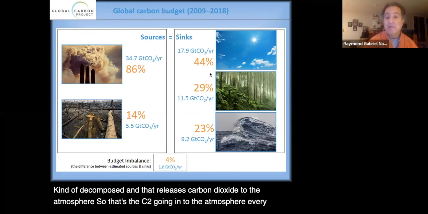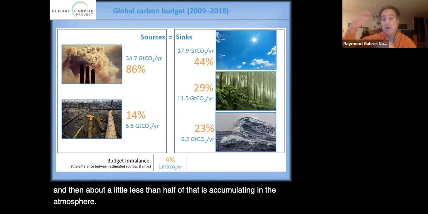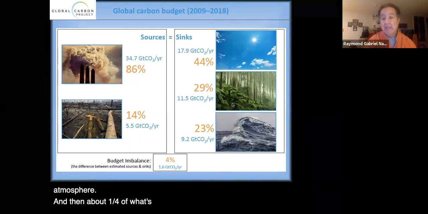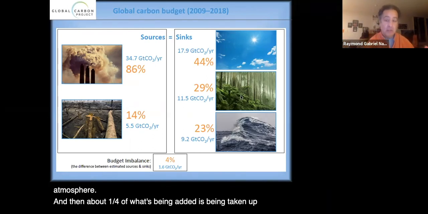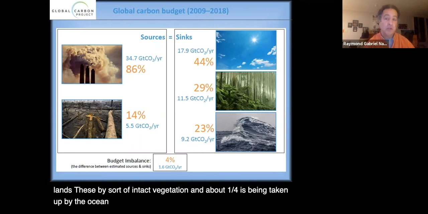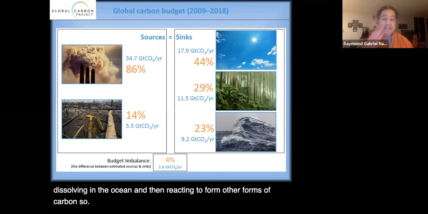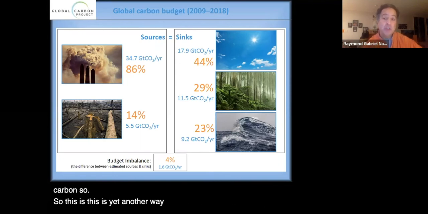And then a little less than half of that is accumulating in the atmosphere. And about a quarter of what's being added is being taken up by the land, by intact vegetation, and about a quarter is being taken up by the ocean by the process we talked about earlier of CO2 dissolving in the ocean and then reacting to form other forms of carbon. So this is yet another way in which the ocean moderates the climate.